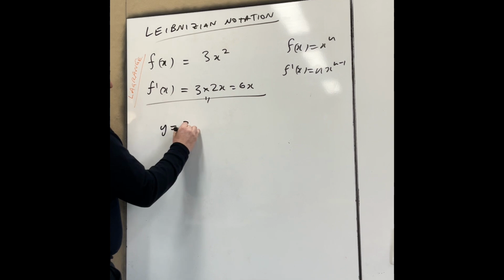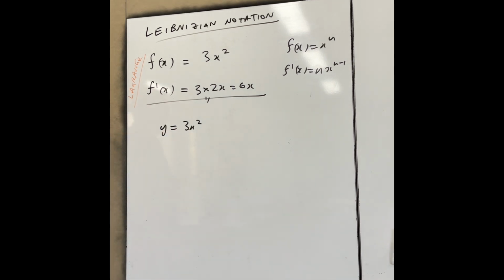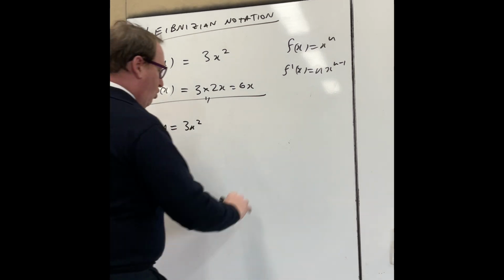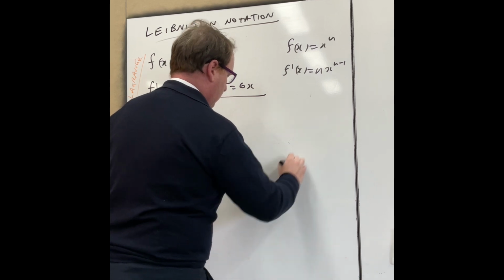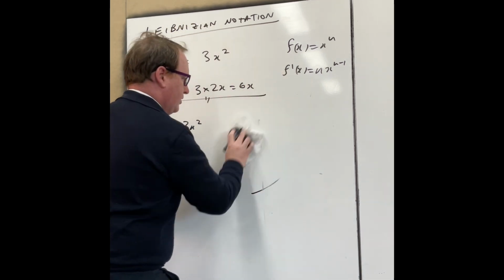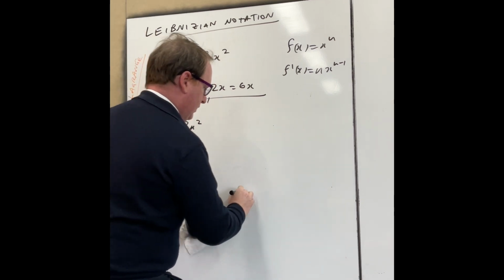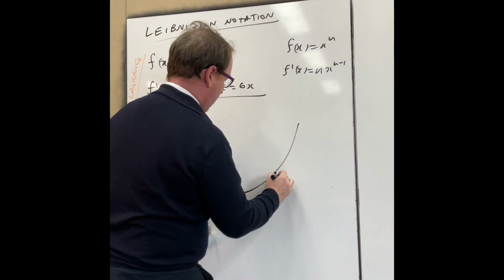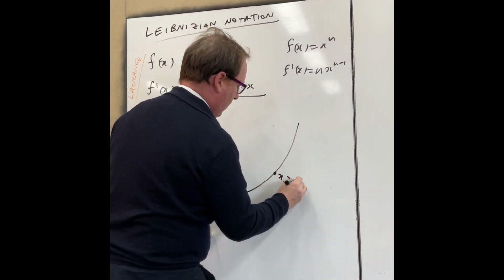We call it y equals 3x squared. Okay. Now I'm going to draw that graph briefly, just a little section of it. Let's call this point here x comma 3x squared.